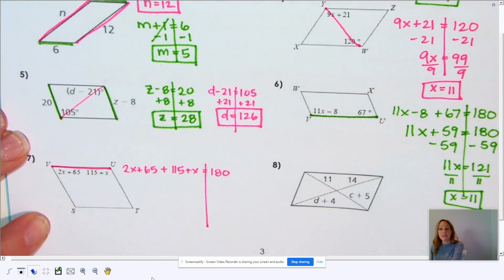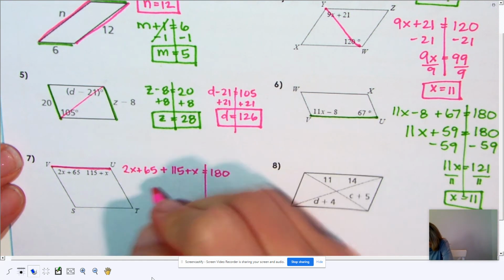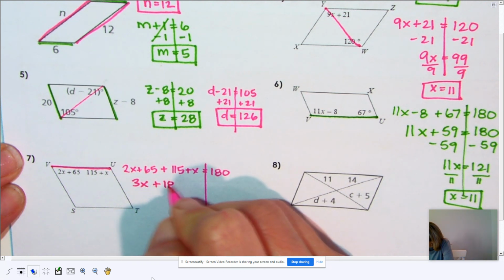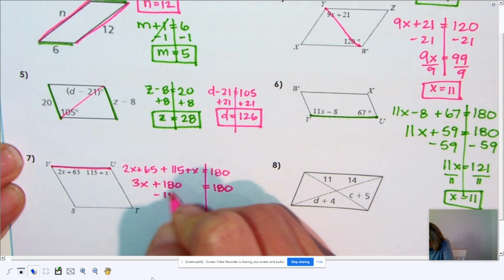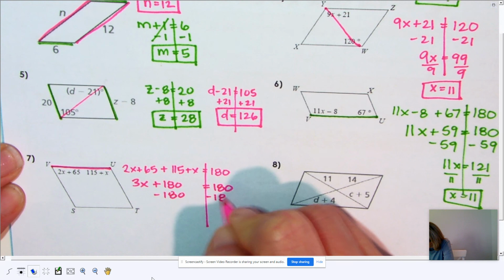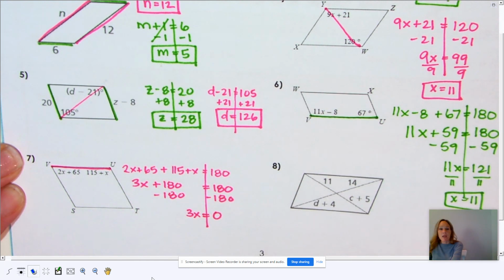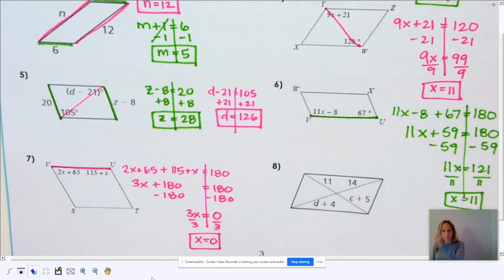So I'm going to combine my like terms. I'm going to say, well, I've got 2x and one more x is 3x. 65 and 115 is 180. On this side, I just had 180. So when I subtract that, what's going to happen? I get 3x is equal to 0. And when I divide by the 3, I get x is equal to 0. So that's my answer for that one, just like the warm-up, okay?